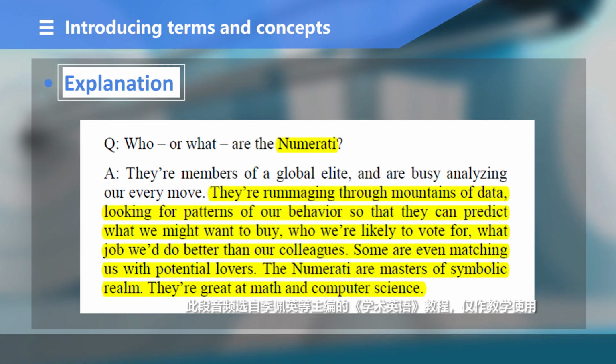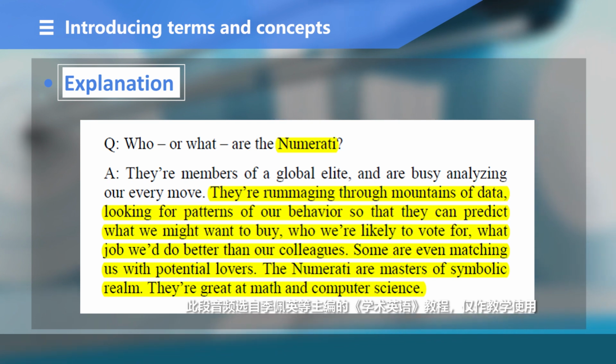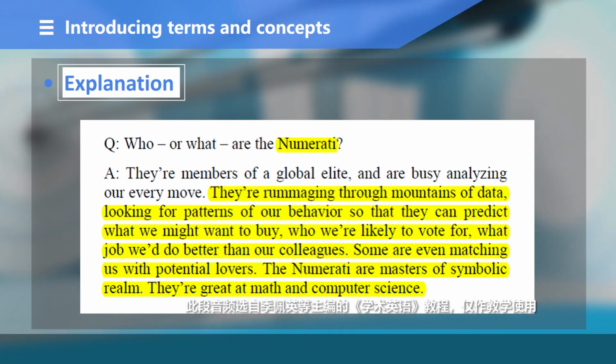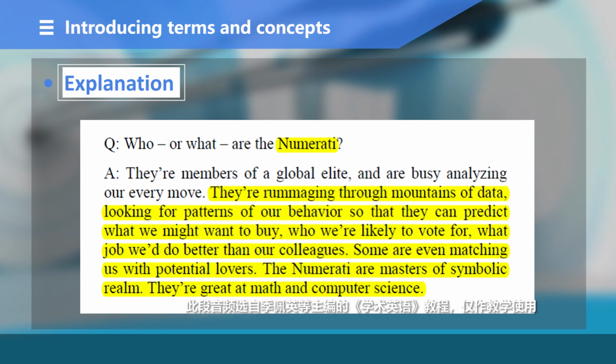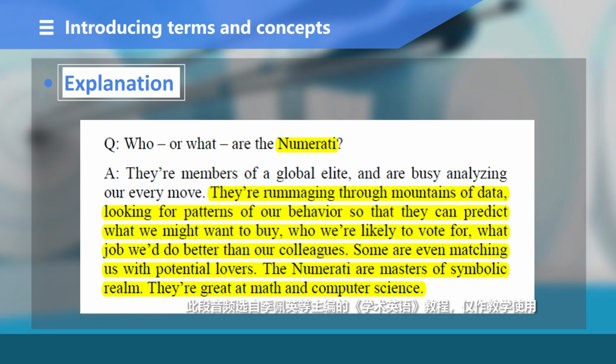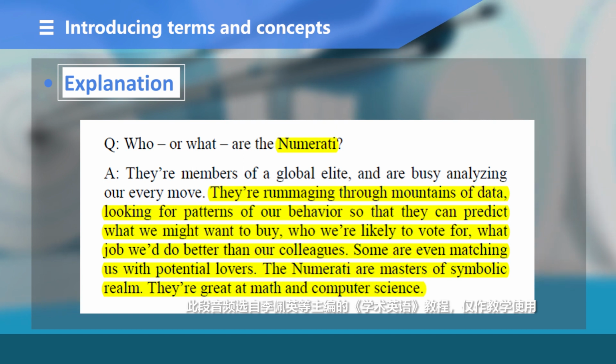Who or what are the numerati? They're members of a global elite and are busy analyzing our every move. They're rummaging through mountains of data, looking for patterns of our behavior so that they can predict what we might want to buy, who we're likely to vote for, what job we'd do better than our colleagues. Some are even matching us with potential lovers. The numerati are masters of symbolic realm. They're great at math and computer science.